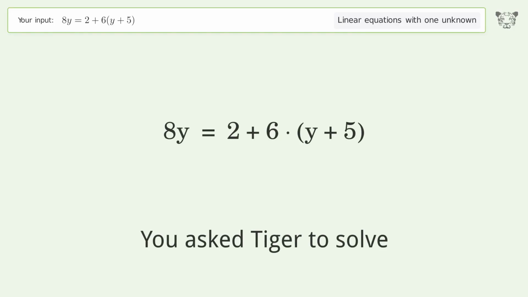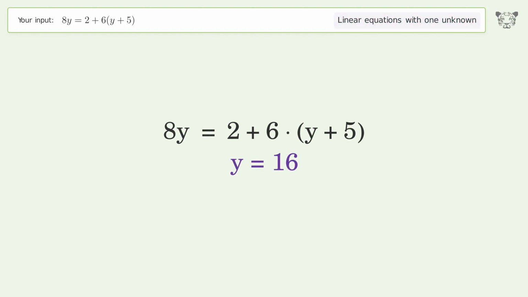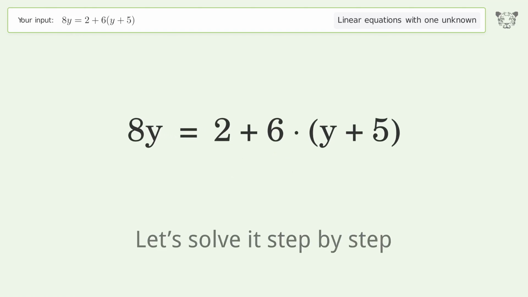You ask Tiger to solve. This deals with linear equations with one unknown. The final result is y=16. Let's solve it step by step.